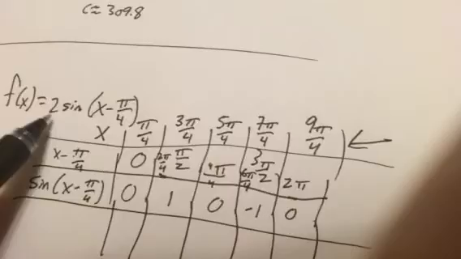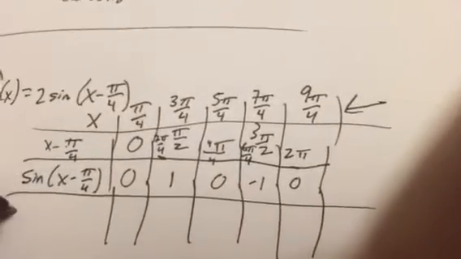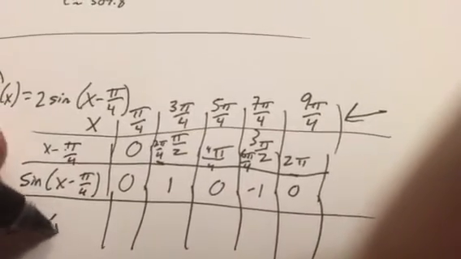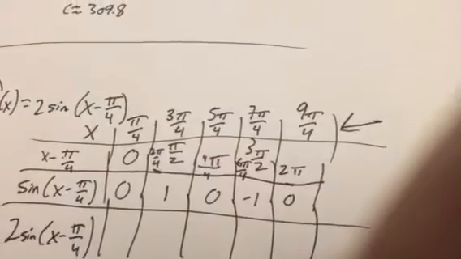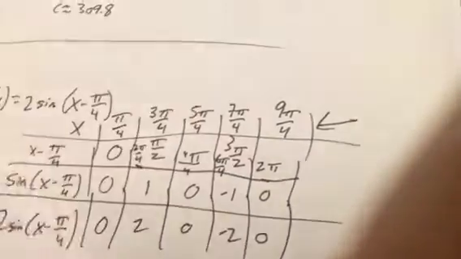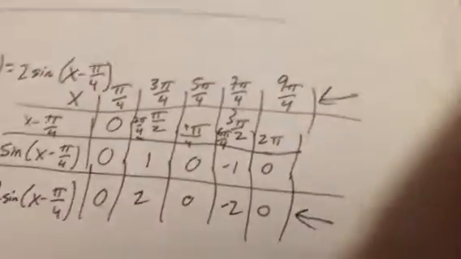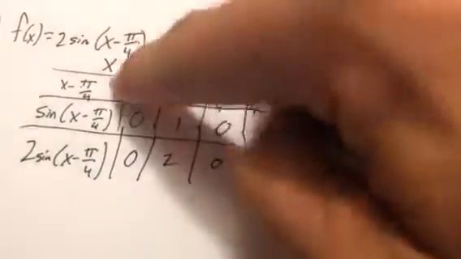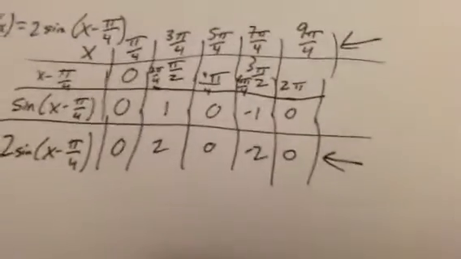But all those outputs are going to get multiplied by 2. So everything gets doubled. So 0, 2, 0, -2, 0. So these inputs here will give me these outputs. Knowing that, I can sketch my graph.